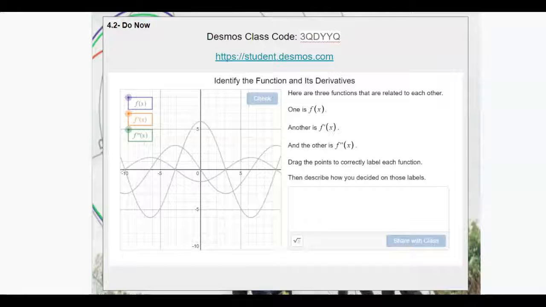Okay, so lesson 4.2, second lesson of differentiation, and hopefully a simpler concept and a shorter video. So to begin, if you haven't done so already, get onto Desmos. The class code's on the screen right now, and this is a much shorter activity than last time, but it's quite a collaborative one. So you will get the idea from the first problem.